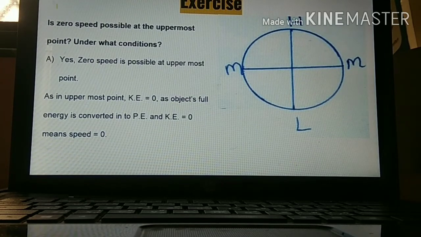Next, one more part is there. Is zero speed possible at the highest point? Zero speed is possible at the highest point. You might be knowing, at this point kinetic energy is zero and potential energy is maximum. So that's what has been written. At the upper point, kinetic energy is zero, as the object's full energy is converted into potential energy and kinetic energy is zero.